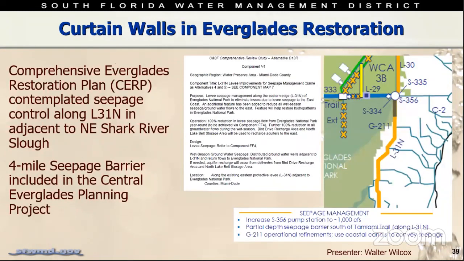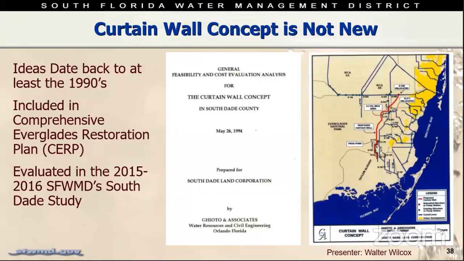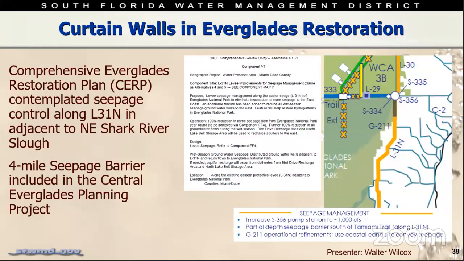And they were evaluated in the district's 2015-2016 South Dade study. So just to review some of those previous studies, as I mentioned, the SERP. In SERP, the curtain wall was part of the original restudy components that were included in alternative D13R. In the modeling, it was treated as a seepage barrier or as a curtain wall, and the description is a little less deterministic. You can see there component V4 of the restudy.